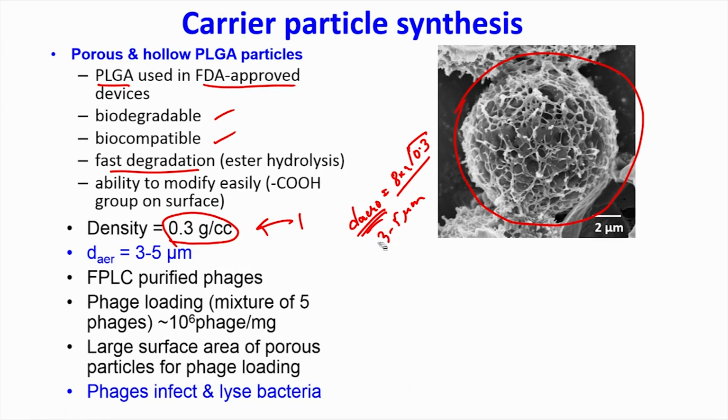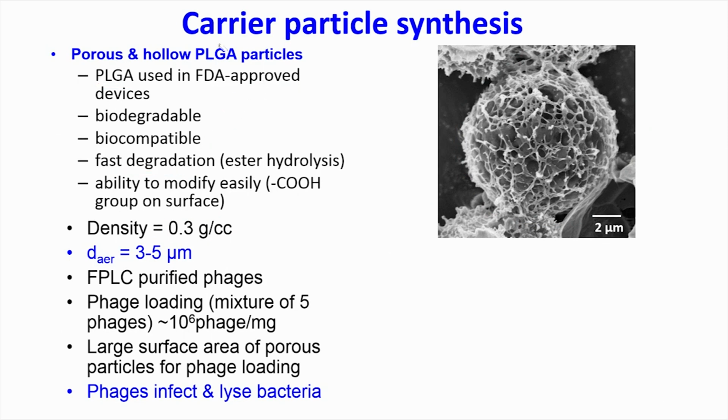Then what they have done is they have used bacteriophages. They found bacteriophages which are specifically targeted against Pseudomonas, and they have purified that using a procedure called fast performance liquid chromatography, and eventually they went ahead and loaded these phages onto these particles. The loading is done by simple adsorption. So the phages are just incubated with this particle, and they let them interact with each other and adsorb onto the surface, and then they find that they can put about 10 to the power 6 phage per milligram of particle. It is important to note in this case they are using a mixture of 5 phages.